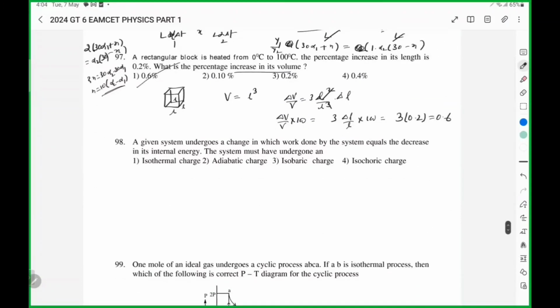A given system undergoes a change in which work done by the system equals the decrease in internal energy. That is delta U plus delta W is 0. This is possible. That means it is an adiabatic change.